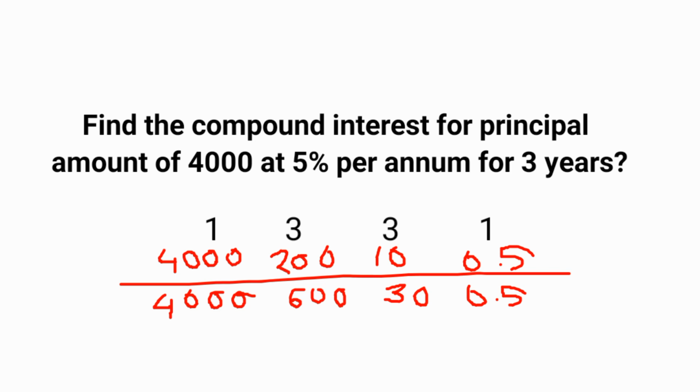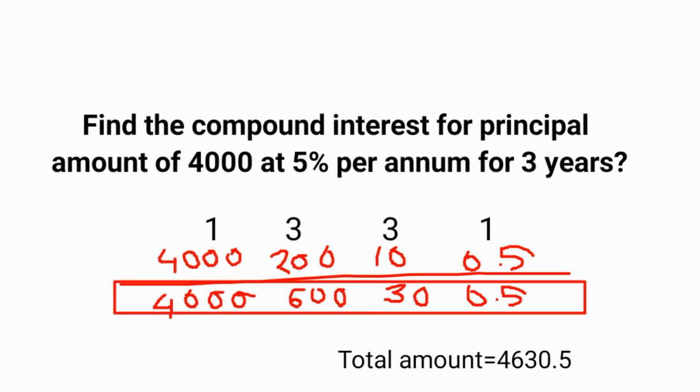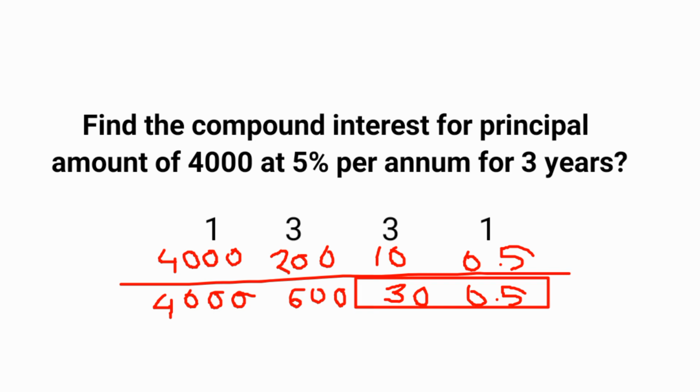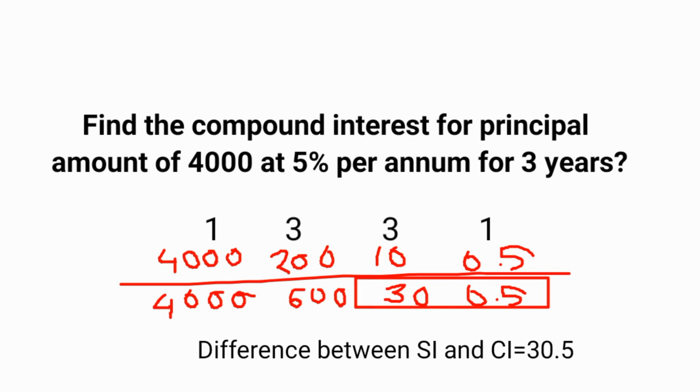That is 4,000 plus 600 plus 30 plus 0.5. That is 4,630.5. And if the question is to find out the difference between simple interest and compound interest, what you have to do? Leave the first 2 columns and add the rest of the columns. Here 2 columns are left. So the answer will be 30 plus 0.5, that is 30.5.